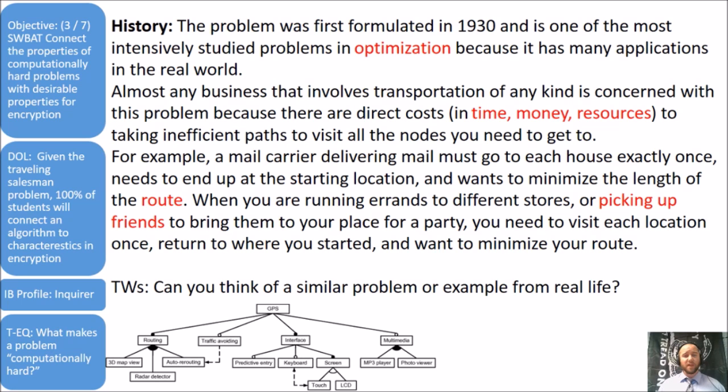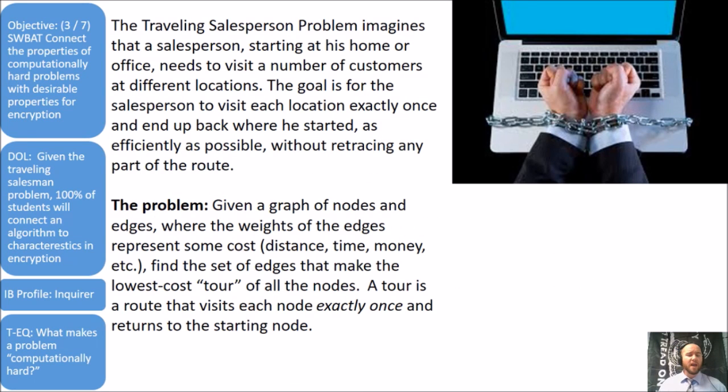So, for example, a mail carrier delivering mail must go to each house exactly once, needs to end up at the starting location, and wants to minimize the length of the route. When you are running errands to different stores or picking up friends to bring them to your place for a party, you need to visit each location once, return to where you started, and you want to optimize your route. Your think, write, share here is, can you think of a similar problem or example from real life? And if you're really struggling with thinking of another example of where the traveling salesman is important, just think of the companies FedEx and UPS.